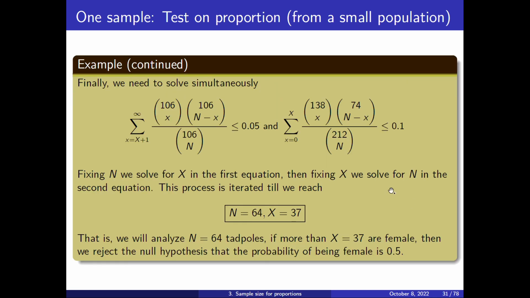Okay, so how to read this result? You will analyze 64 tadpoles. If more than x equals 37 are female, then you reject the null hypothesis that the probability of being female is 0.5 or smaller.